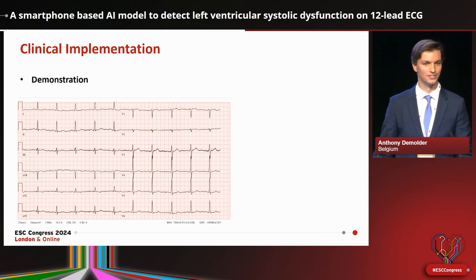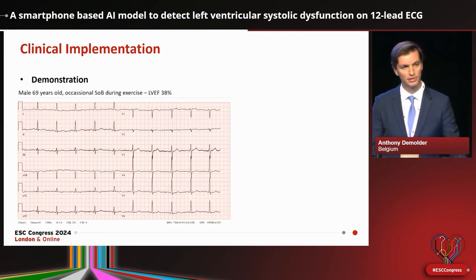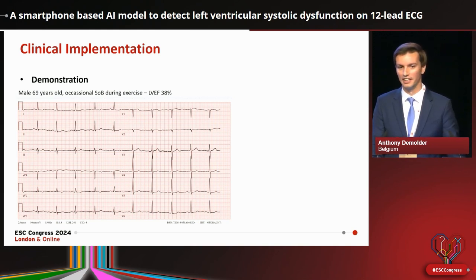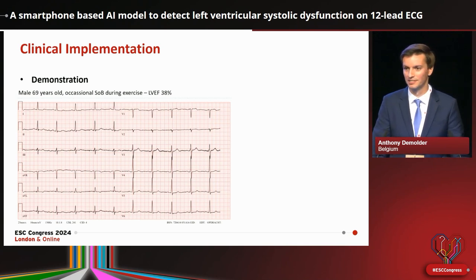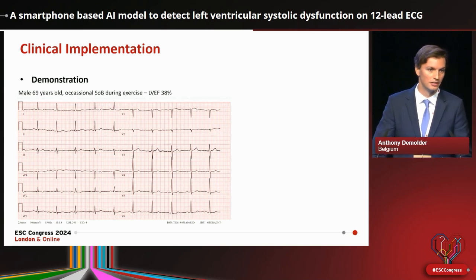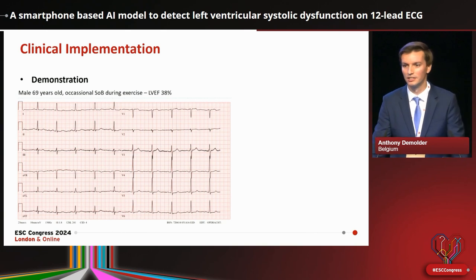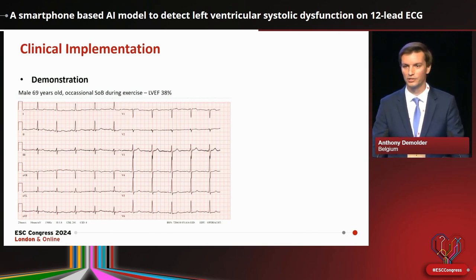Let's do a demonstration. So we have an ECG here of a patient, a male, 69 years old, who presented to his GP with occasional shortness of breath during exercise. And now the GP started scratching his head and wondering, shortness of breath during exercise, this could be the heart, this could be the lungs. The GP took an ECG, and then he said, okay, I'm going to refer you to a cardiologist. But the patient had to wait 6 weeks to get his echocardiography. And then at 6 weeks, the echocardiography was performed, showing a reduced left ventricular ejection fraction of 38%.